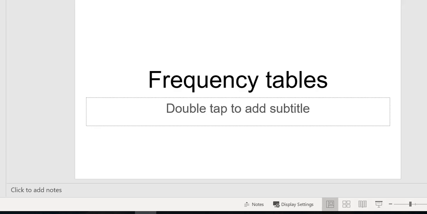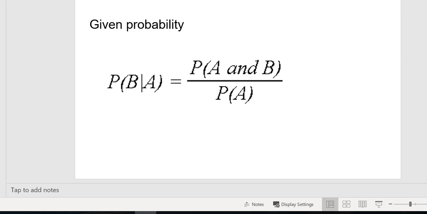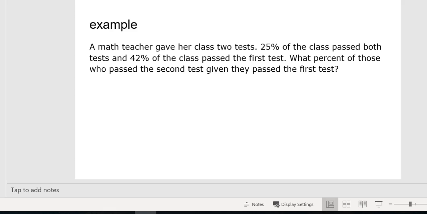Alright, we're going to talk about frequency tables. We're going to get to this in a second, but pretty much the top number is usually 2 events, and I'll talk about that. The top one is if both happen, and the bottom one is if the second happened. We'll come back to that in a second.